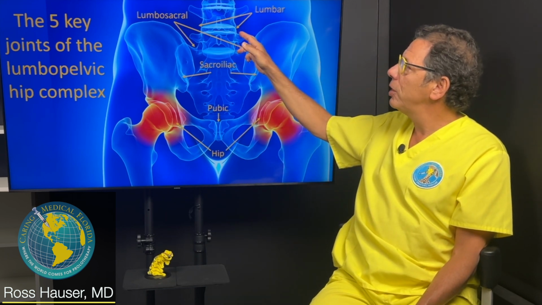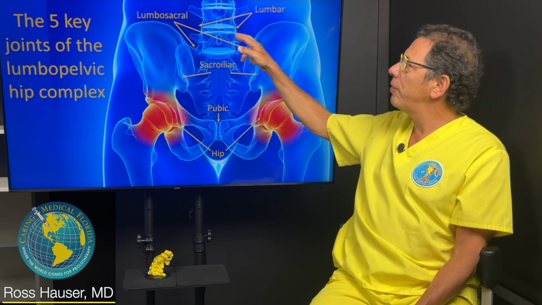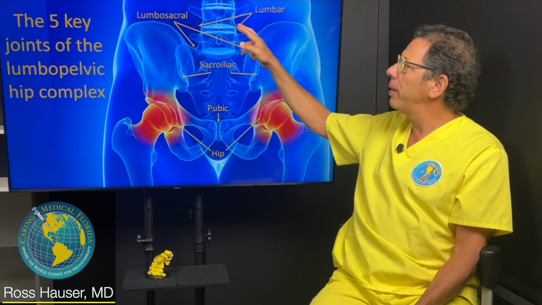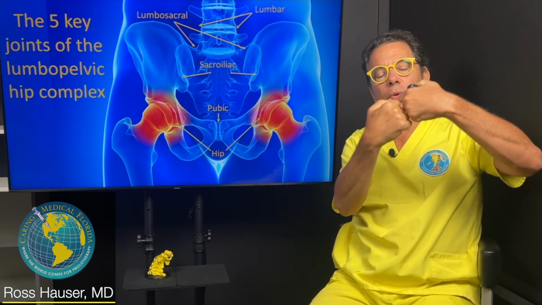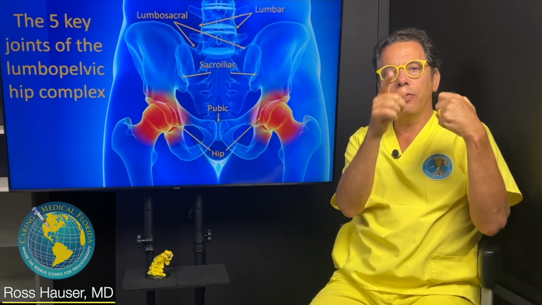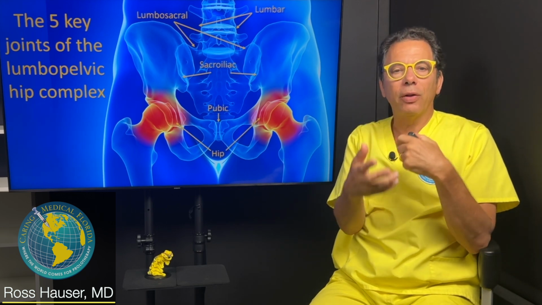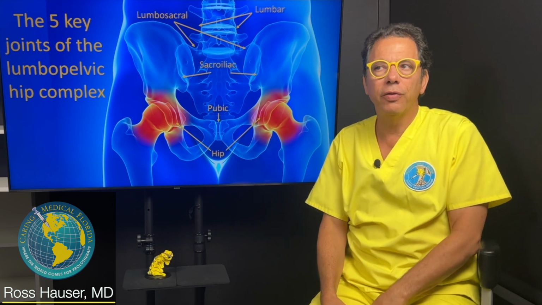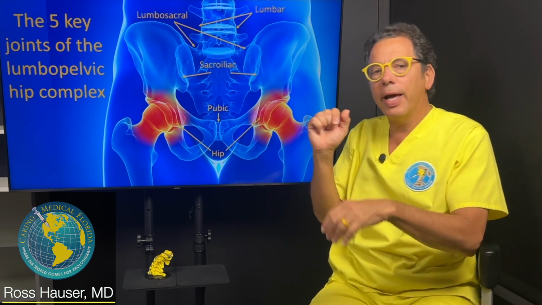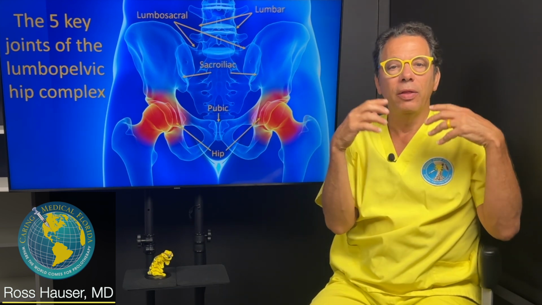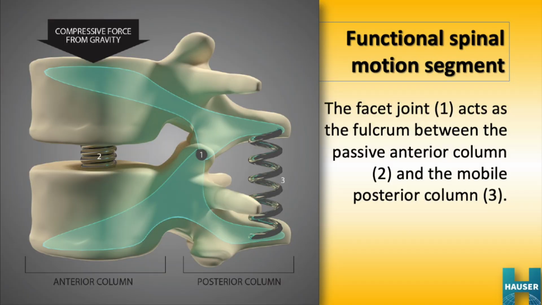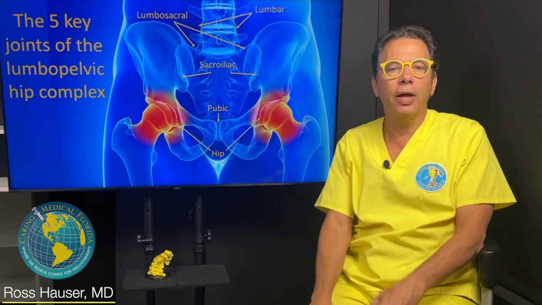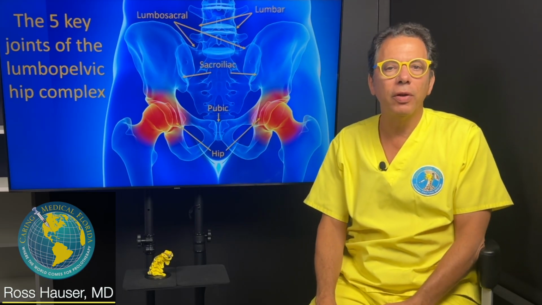The lumbar joints, which are where the lumbar vertebrae connect, are the joints called the facet joints. Whenever you hear Danielle or me talk about facet joints, that's the joint that moves the spine. The joint that moves the spine is the facet joints. And what holds the facet joints together are called the capsular ligaments.